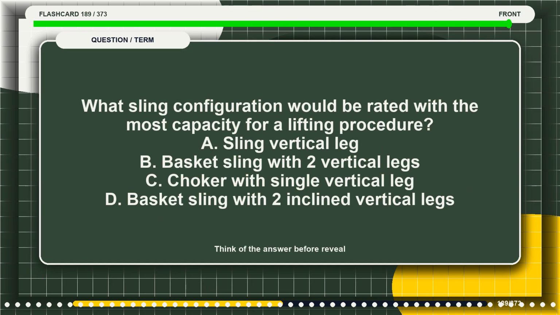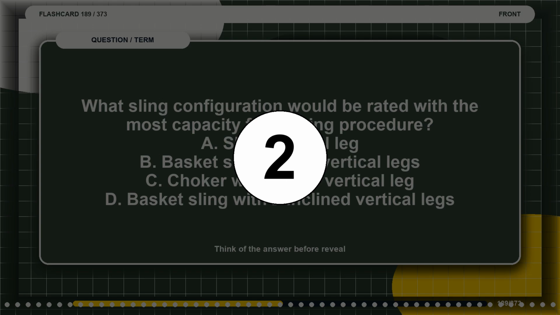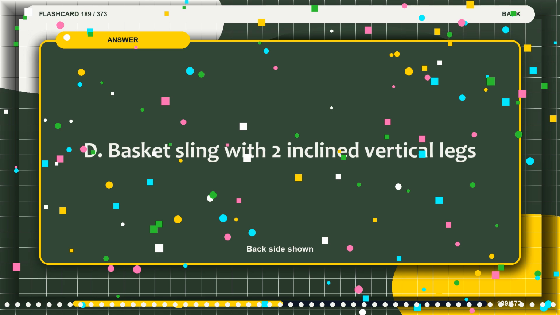Flashcard 189. What sling configuration would be rated with the most capacity for a lifting procedure? A. Sling vertical leg, B. Basket sling with 2 vertical legs, C. Choker with single vertical leg, D. Basket sling with 2 inclined vertical legs. Think of the answer before the reveal. The answer is D. Basket sling with 2 inclined vertical legs.